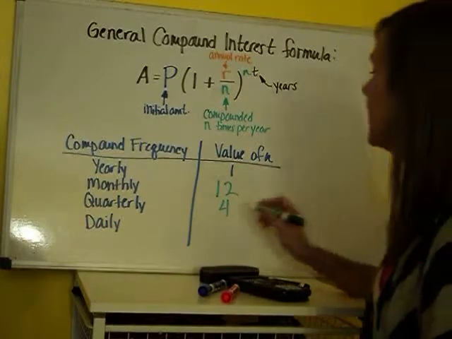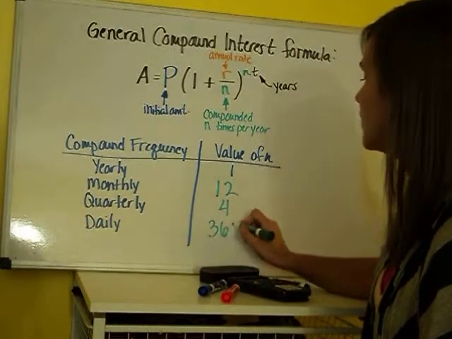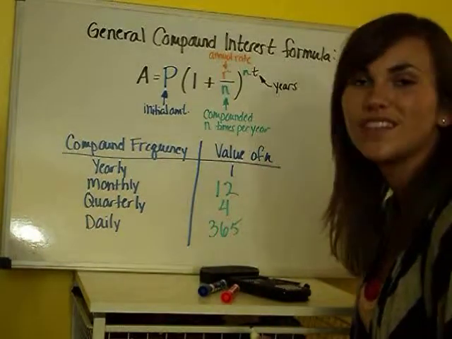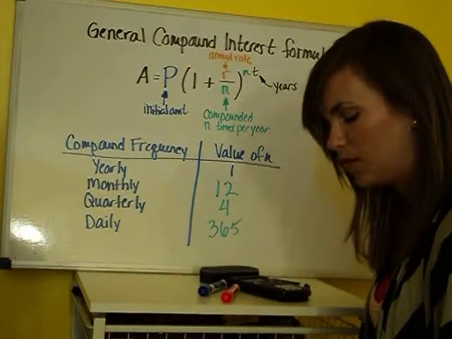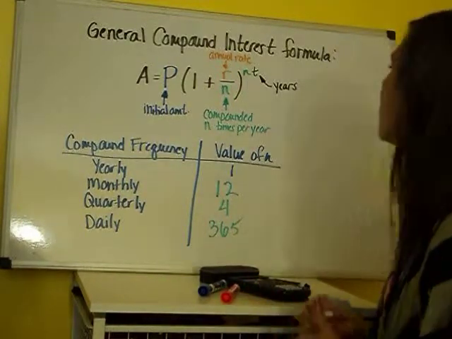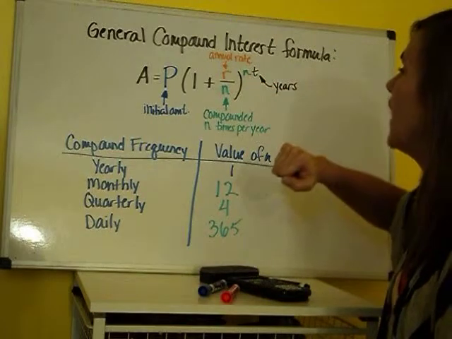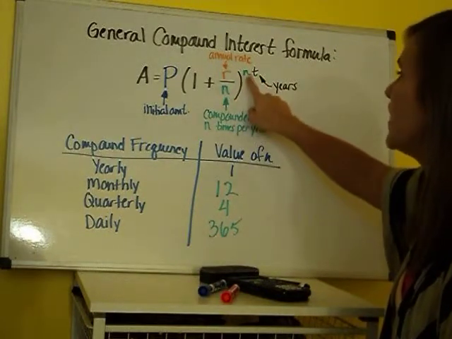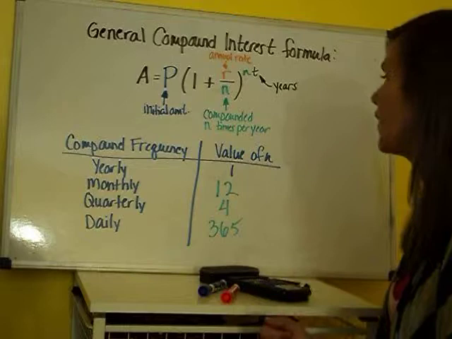And if you're compounding daily, your value of n is going to be 365, unless, of course, it is a leap year, in which case it will be 366. Okay? So we're going to have r divided by n in our parentheses, and then we're going to take it to the n times t power.